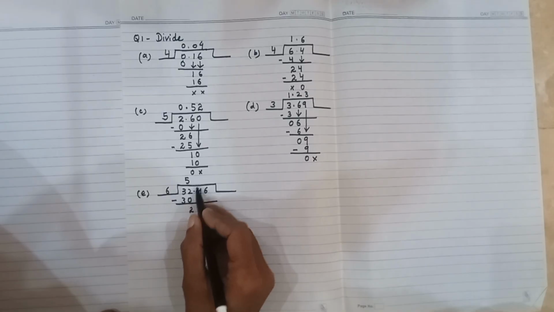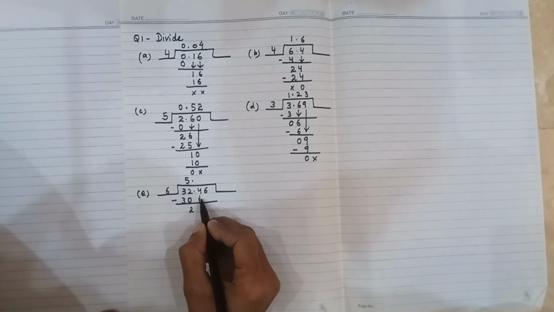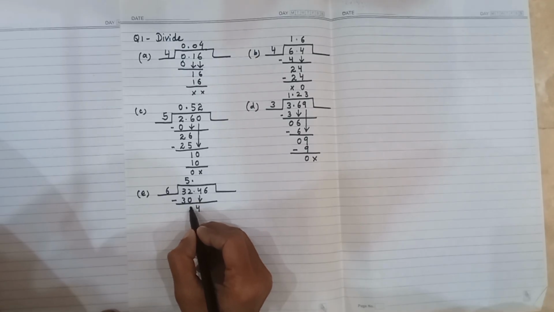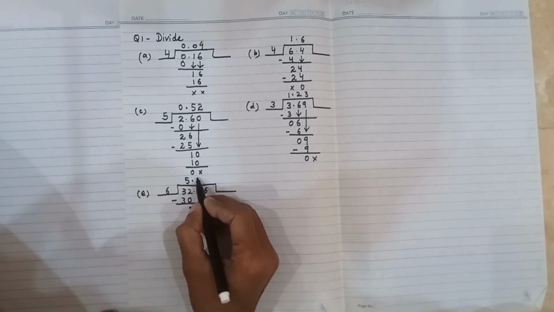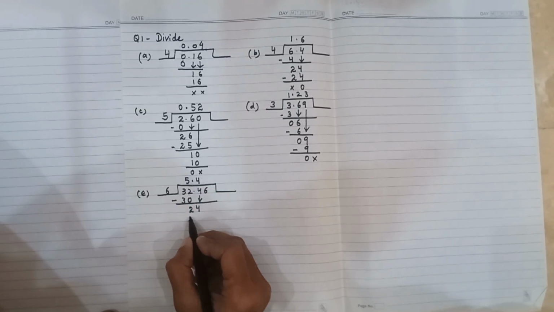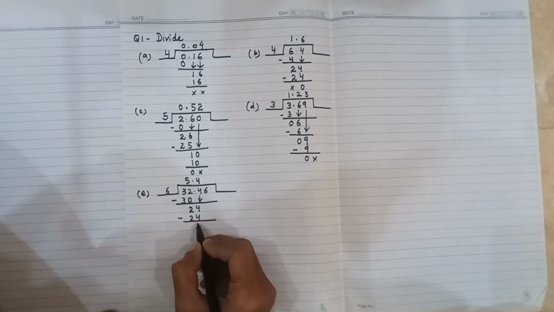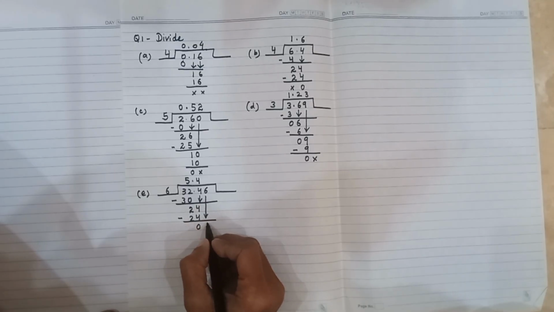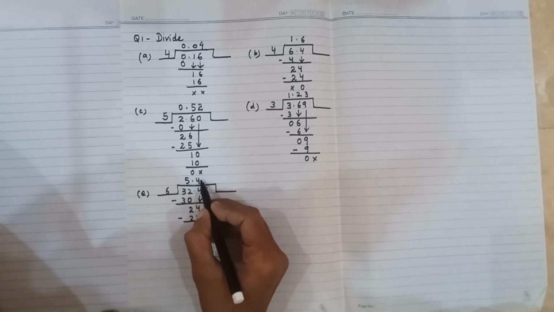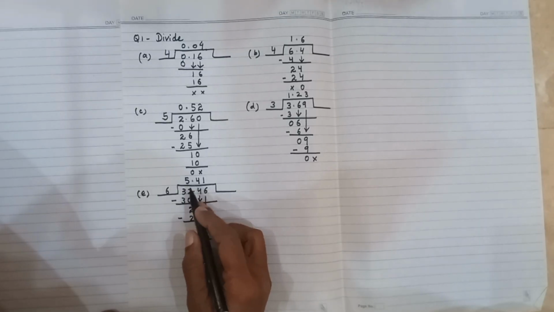Then this decimal point will go in the quotient. 4 will be brought down. Now this is 24. Now read again. 6 into 4, 24. Then subtract. After subtracting, nothing is left. Now 6 will be brought down. Now read the table of 6. 6 into 1, 6. Nothing is remaining. So 5.41 is our final answer.